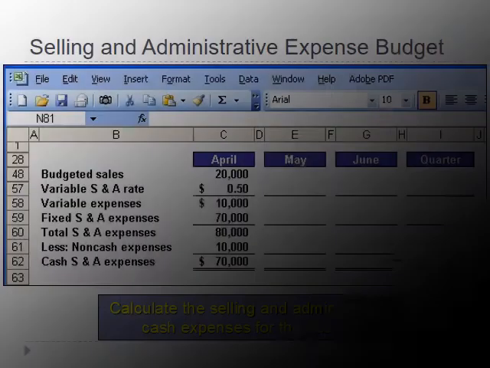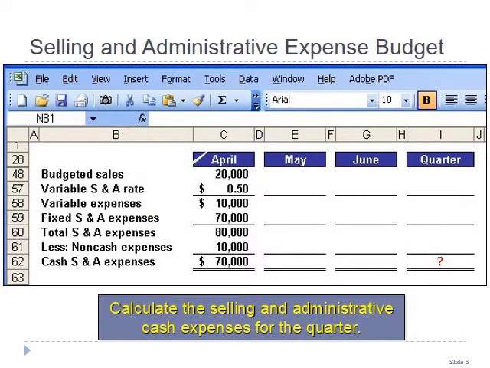So let's prepare that. Budgeted sales we have 20,000 for April. We know that the variable rate is 0.5, so our variable expense is 10,000. Fixed is 70,000. So how much we actually pay for our selling and admin expenses will be less the non-cash, which is the depreciation expense, 10,000. So in April, the cash payment for selling and administrative expenses is 70,000, right?